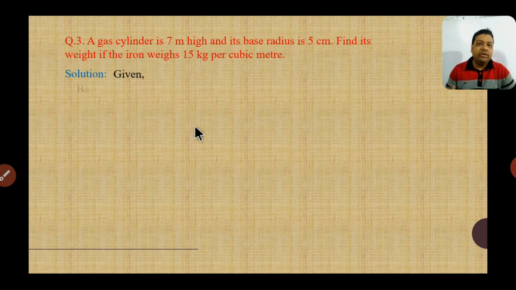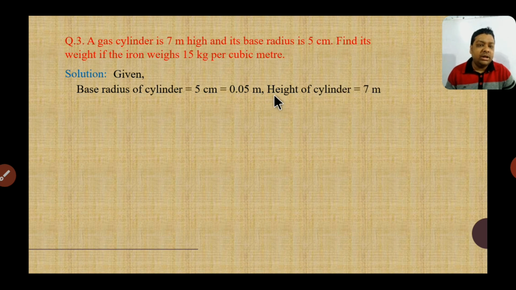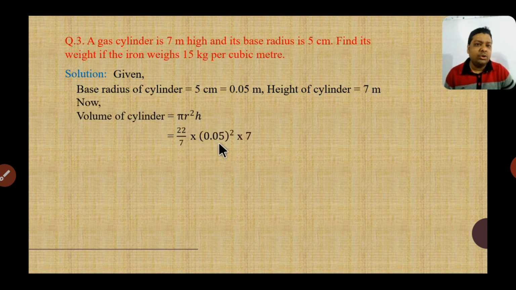Now, given: base radius 5 centimeter and height of cylinder is 7 meter. So we have to find the value in meter. So we will change centimeter into meter. So it will be 0.05 meter. Now, let's find the volume of cylinder. Pi r square h. So pi 22 by 7, r square, 0.05 to the square, into h 7.